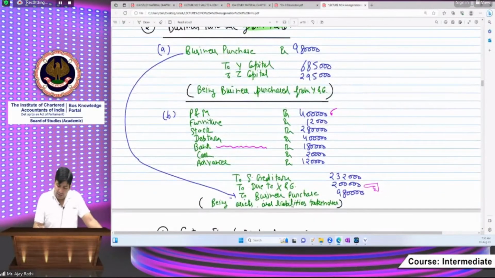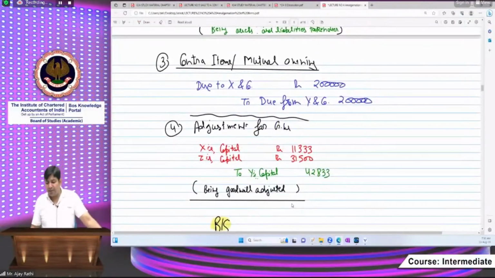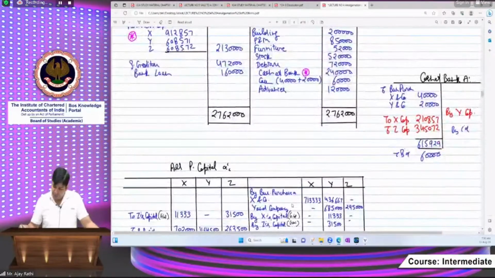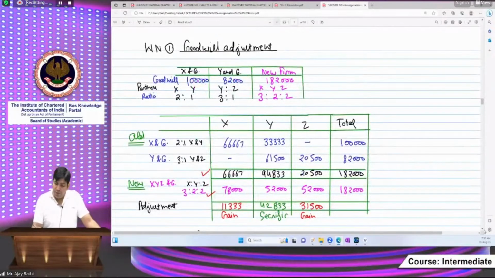Okay, beta, the assets and liabilities are there and capital balances are also there. You can ignore the business purchase, but it will be better to utilize here. Another point has been discussed already, and regarding contra items, mutual loans are being cancelled. Now, this is the adjustment for goodwill. How has that adjustment been done, beta? See what the goodwill amount is.